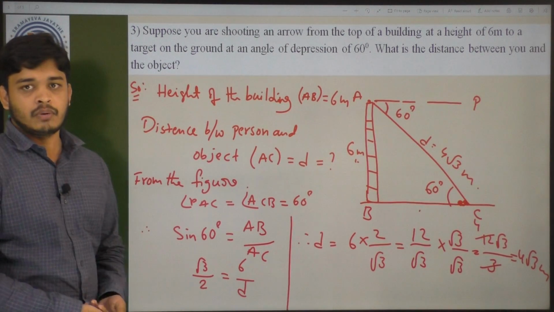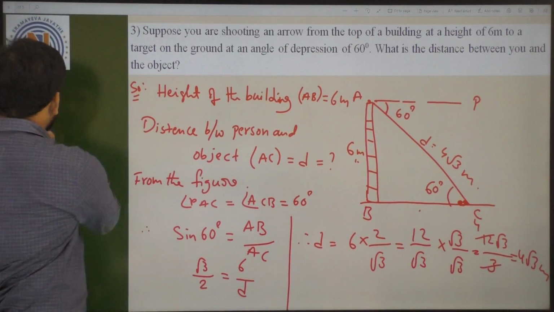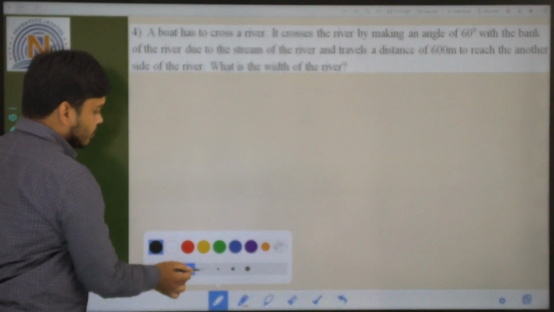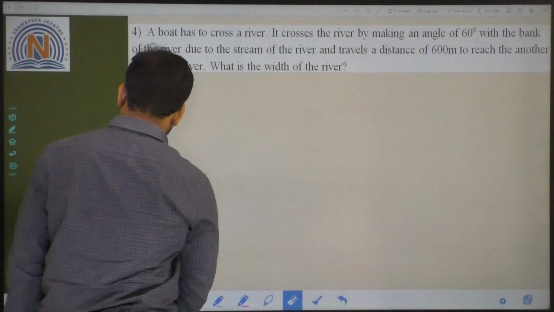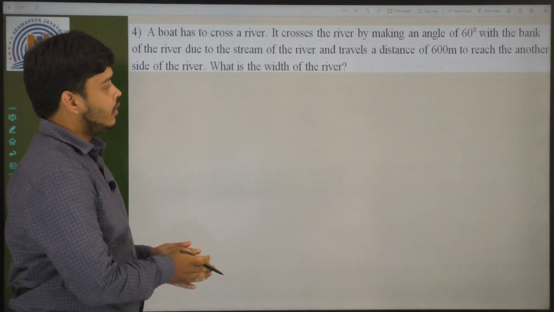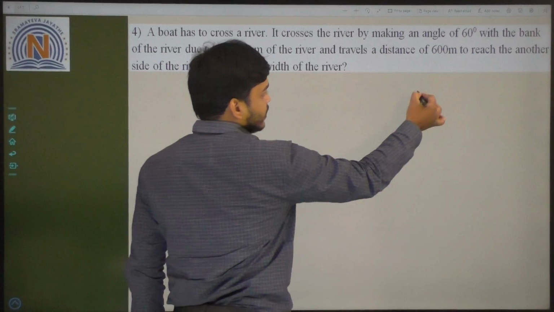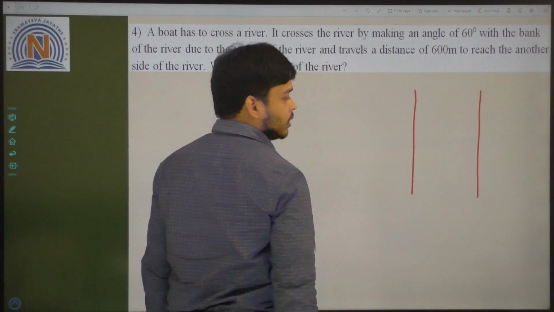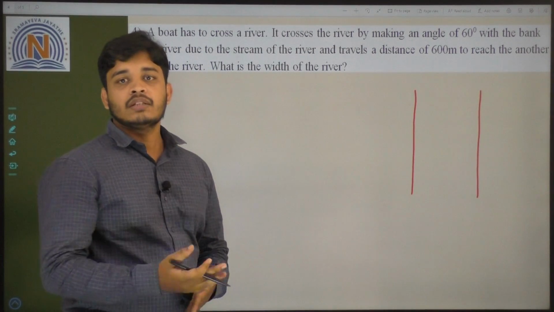Now coming to the next problem. This is a very interesting problem. Listen, children. A boat has to cross a river. For example, these two lines are the banks of a river.